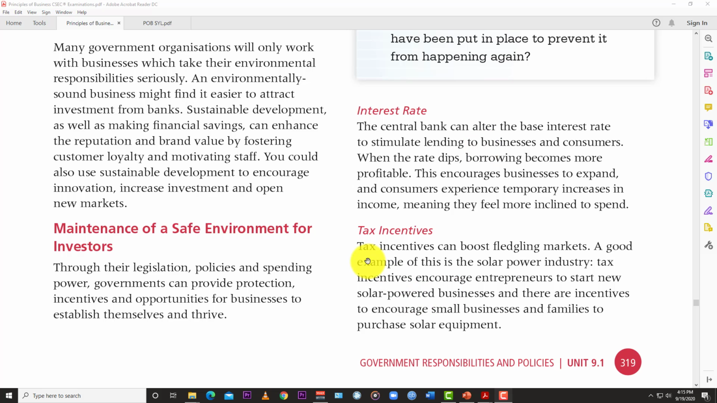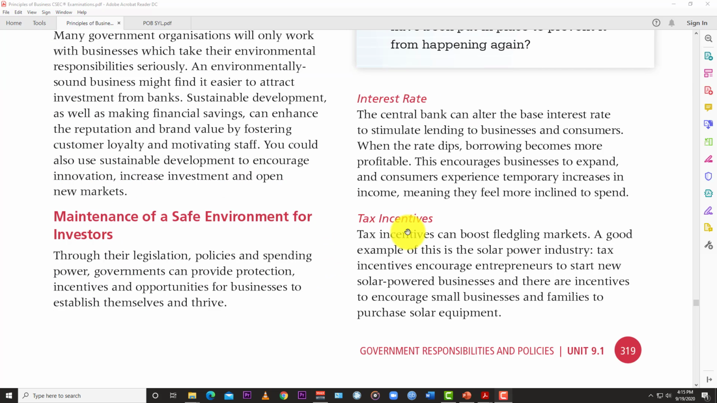Then you have, of course, the government idea to provide tax incentives for companies. Tax incentives such as a little subsidy here, a little tax holiday there. If you are using green energy, they might give you a tax break because you're trying to promote environmentally friendly practices as a business. So tax incentives can boost fledgling markets. A good example of this is the solar power industry. Tax incentives are encouraging entrepreneurs to start new solar powered businesses, and there are incentives to encourage small businesses and families to purchase solar equipment.